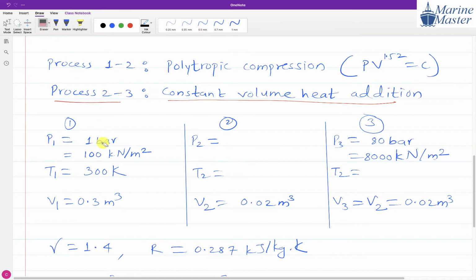If they have given us all three properties, pressure, temperature and volume, whether it is point 1, 2 or 3, then we can easily calculate the mass. Whatever the mass at point 1, the same will be the mass at point 2 and point 3, because our system is a closed system. That is what we have studied.